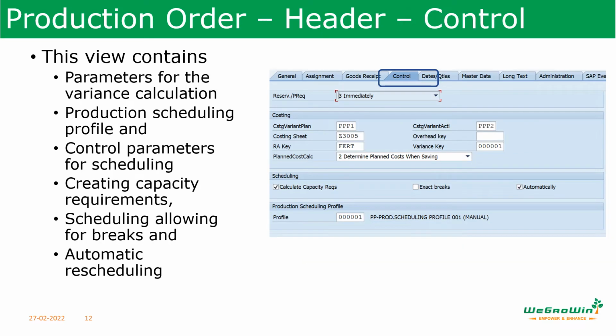The control tab contains the parameters for the costing and variance calculation, production scheduling profile, what are the control parameters for scheduling, how to create a capacity planning, whether scheduling is allowed for breaks or not, or automatic rescheduling. These are the points which are covered in this detail page, the control page.